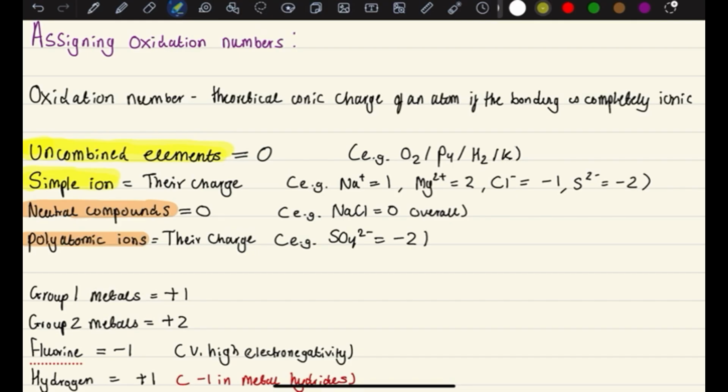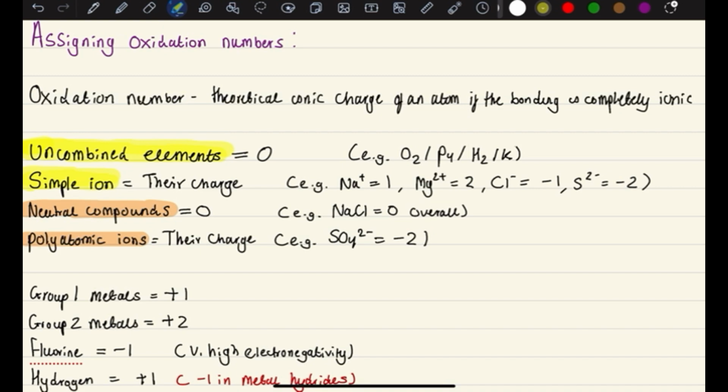Neutral compound. So again, we've got a compound like carbon dioxide, water, sodium chloride is the one I have there. The oxidation number overall is going to be 0, so the sum is going to be 0. In sodium chloride, for example, sodium and chlorine will have different oxidation numbers, but whatever they are, they are going to add to 0.